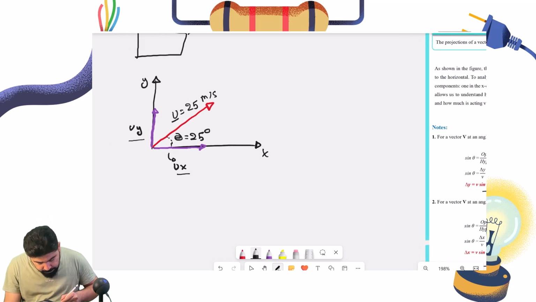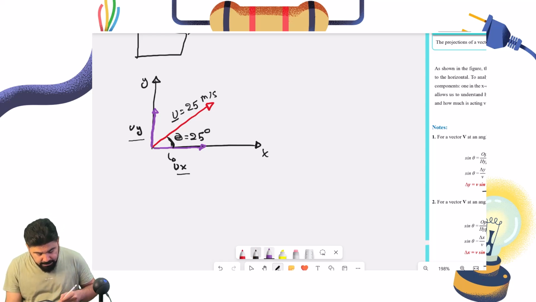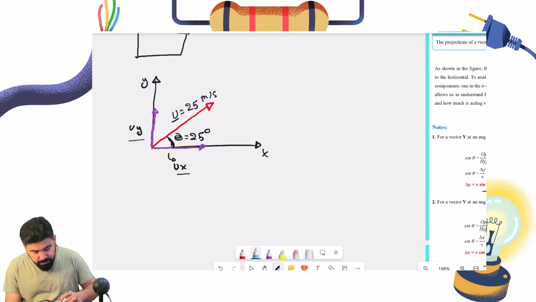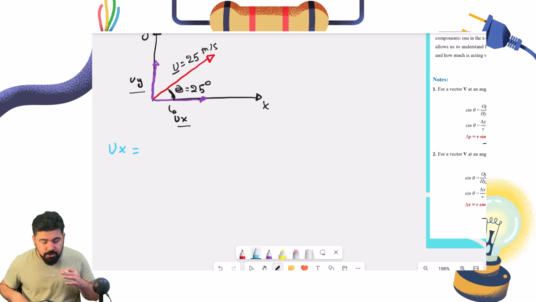Now, you see that this angle is closer to which axis? To x or y? It's closer to the x-axis, guys. Theta is equal to 25 degrees, which is closer to the Vx, or the x component. So let's write this in a different color. Let's use this color.